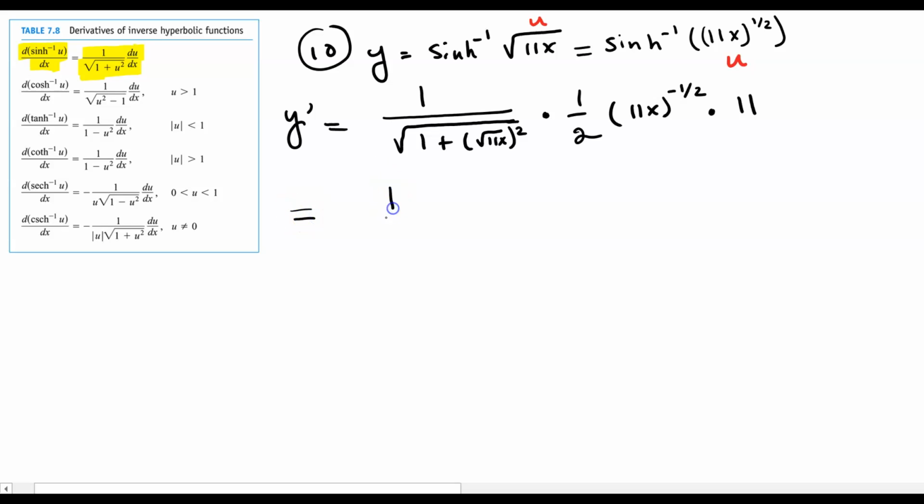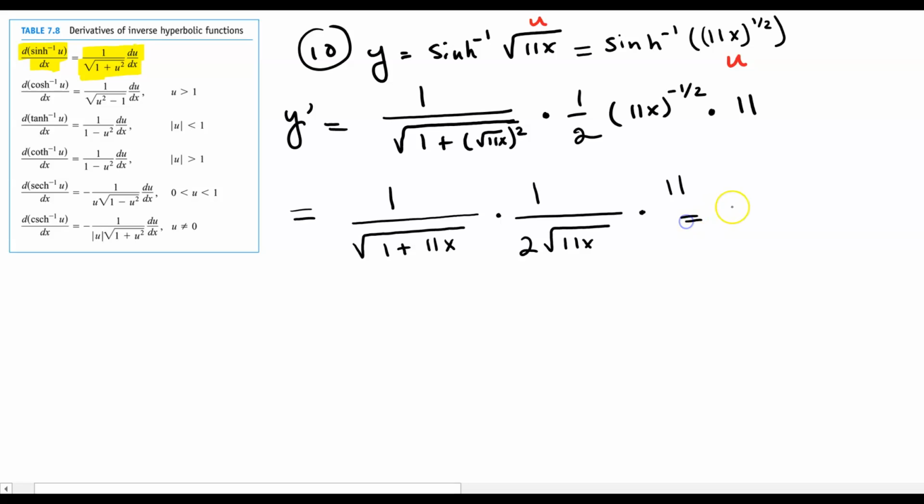And so we can examine the way that this looks. We have 1 over the square root then of 1 plus basically 11x, because the square cancels the square root, gets rid of it. And on the other side here, we have 1 over 2 multiplied by the square root of 11x multiplied by an 11 in the numerator. So we can put all of this together and we end up with something really nice that looks like this.